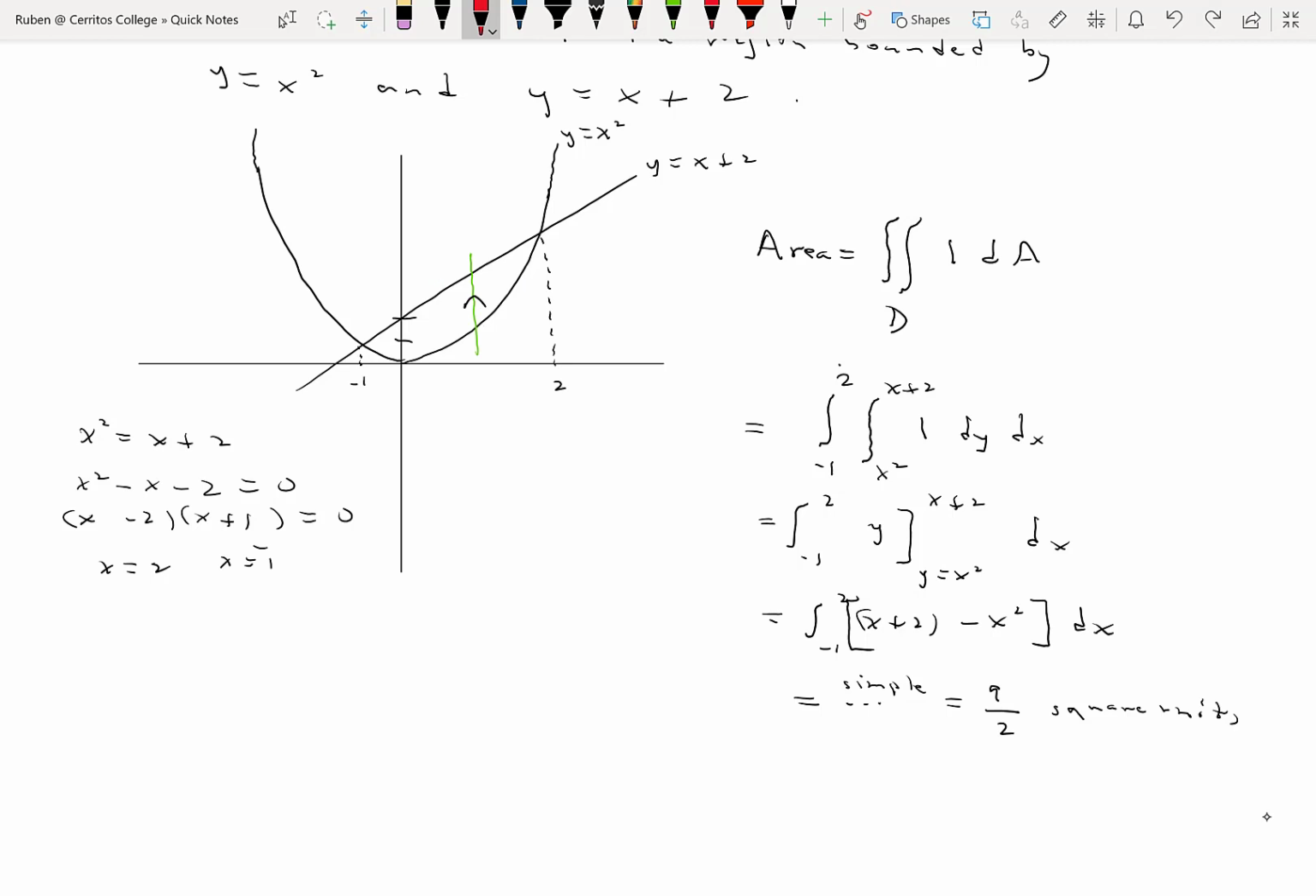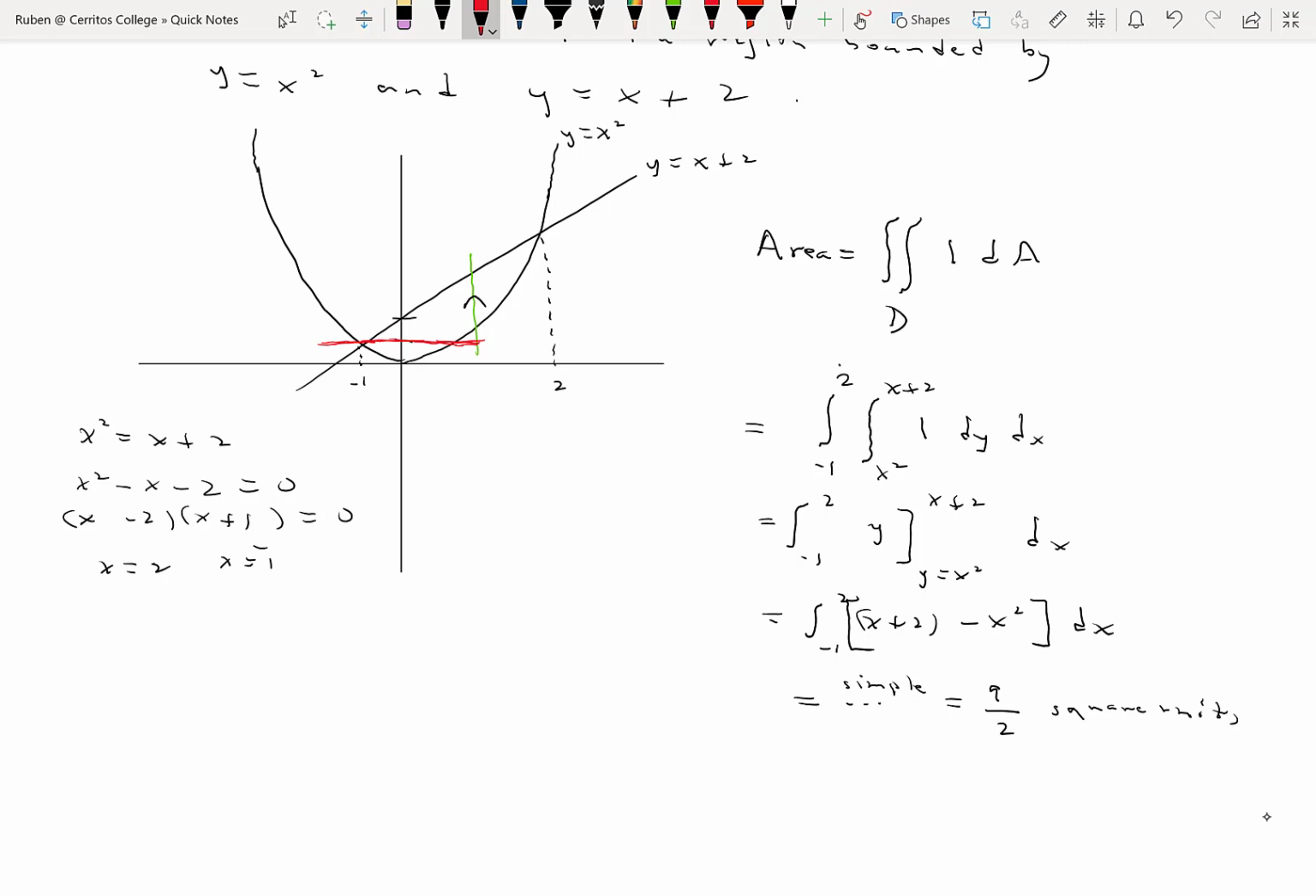Okay. Now back to our drawing. I'm going to need to split this region into two pieces. I'm going to need to split it where I have that change from one function on the left to another function on the left. So I'm going to need to integrate, if you will, above that red line and then below the red line separately.